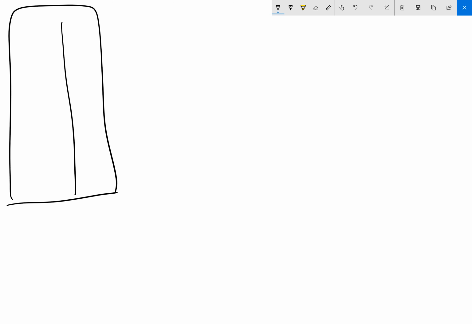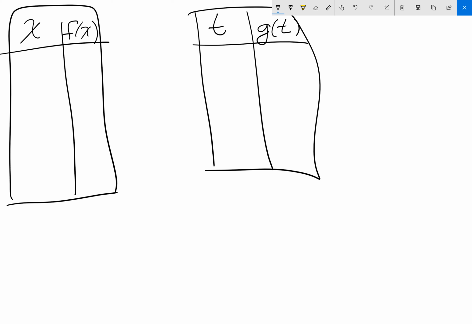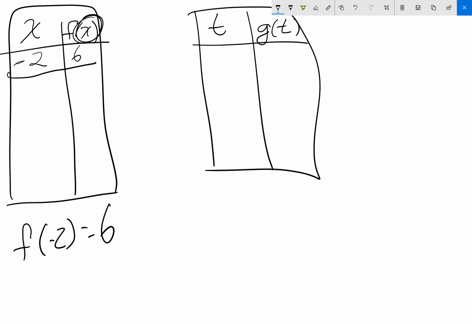Okie dokie. So 13, we have x and f of x, and t and g of t. I'm not going to write down all of those right now. But let's say we want to find f of -2. The input to f is our x. So when x is -2, if we look on the table, we'll see that it gives us a 6. So f of -2 is 6. Same thing that we've done thus far.